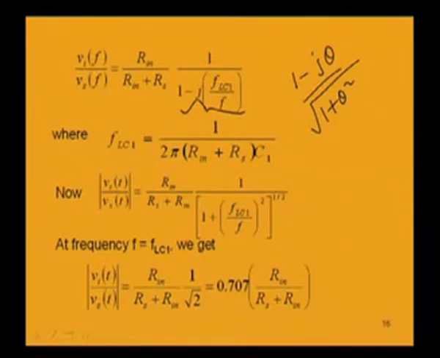So 1 by 1 plus 1 means 2, square into half will go. So it will be in the denominator 1 plus 1, 1 by 1 plus 1, 1 square means 1 half. So, 1 by root 2, that means 0.707 Rin by Rs plus Rin, that we get at frequency f is equal to FLC1.